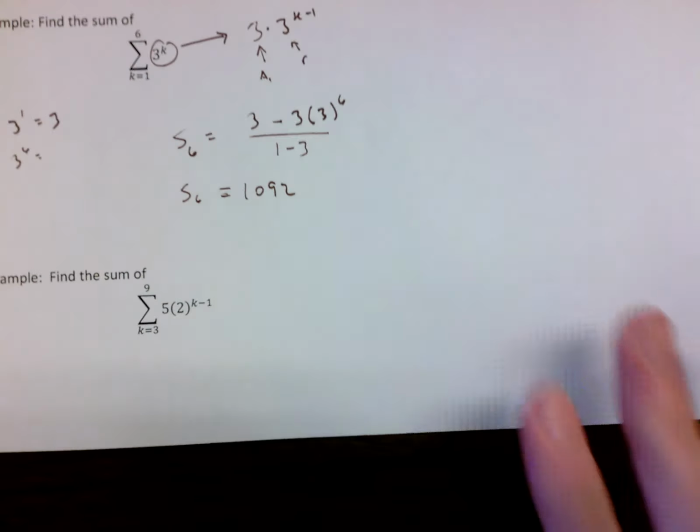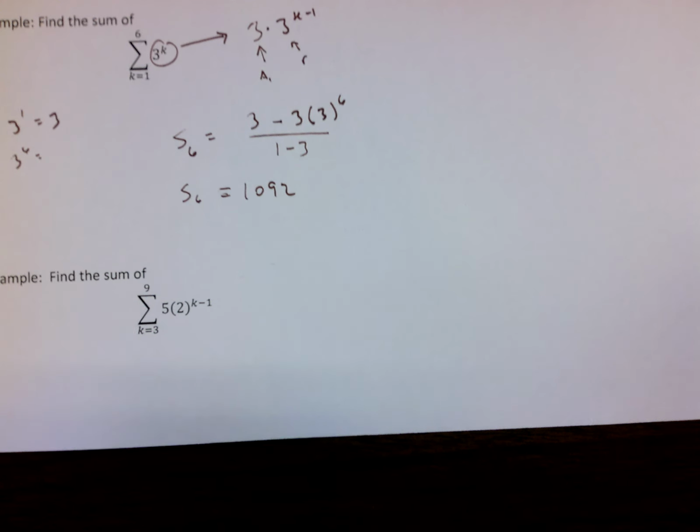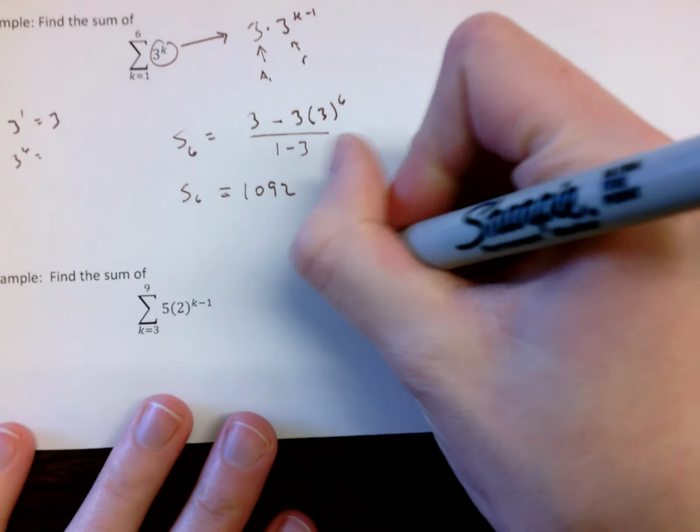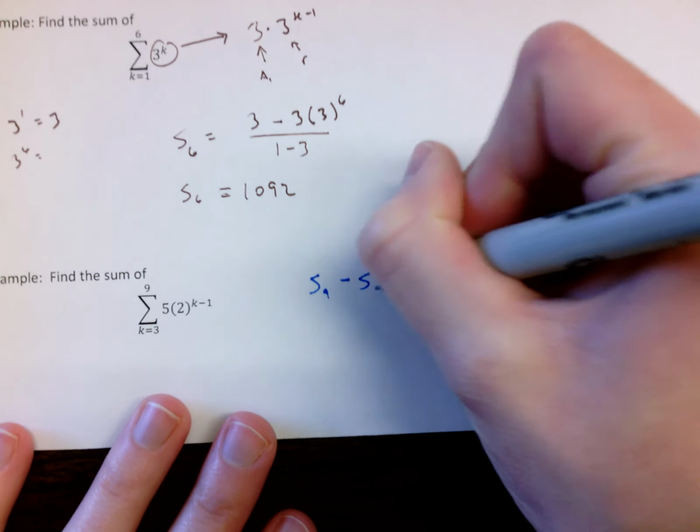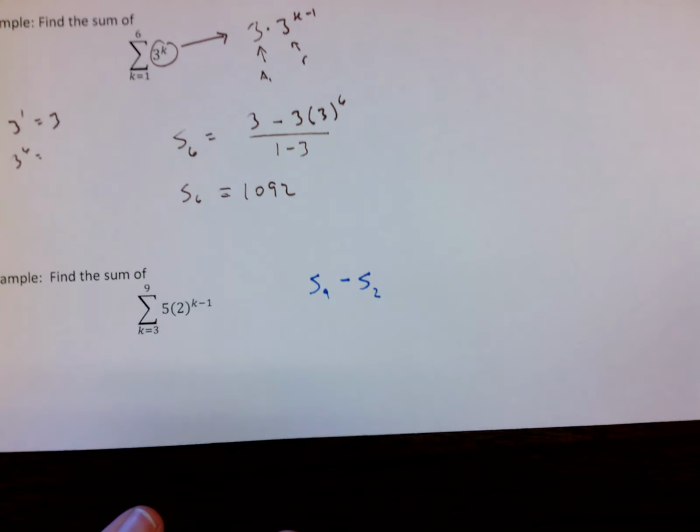All right, and then this last one. This one is just a touch different, okay, because your initial term, we're not starting with the first term, right? We're starting with the 3rd term. So what I'm going to have to do to evaluate this is find the sum of the first 9 terms and then subtract from that the sum of the first 2 terms.